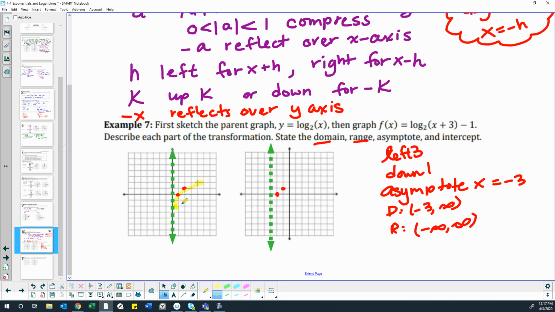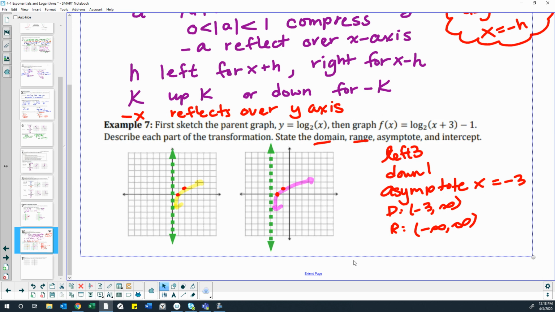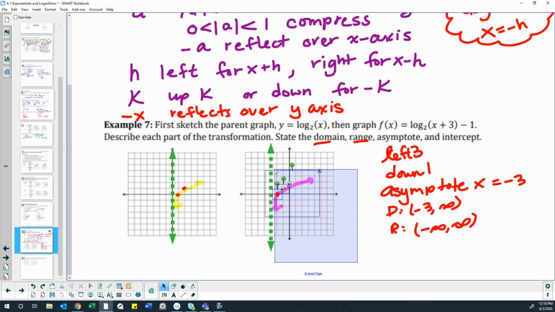So there's that graph. So this one would be just moved over, left 3 and down 1. Did I forget to do the down 1? I totally forgot to do the down 1. How did I do that? So let me see if I can grab this whole thing. I'm just going to move that whole thing down 1. I was so worried about the asymptote being moved left 3 that I forgot to move it down 1. So left 3, down 1. Okay, next question.